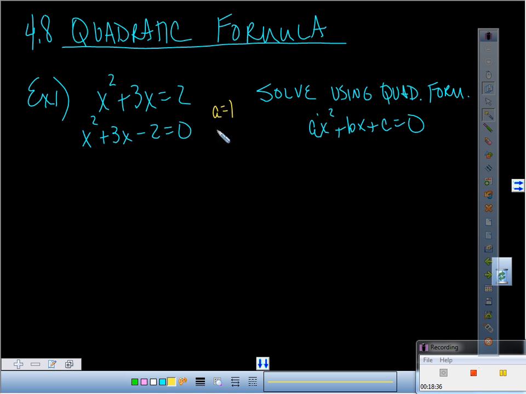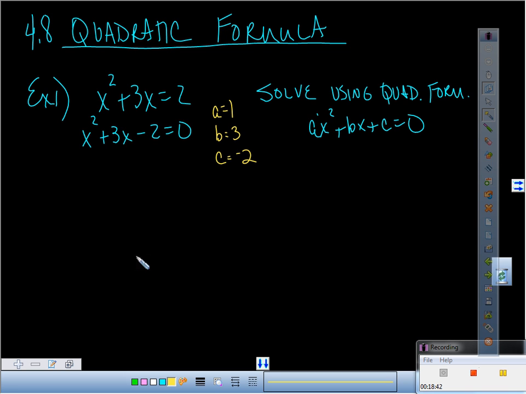What's B? What's C? All right. The next thing I do, if I didn't know the quadratic formula, the first 5 times I used it, I just write it out, okay? So that I got to use it.